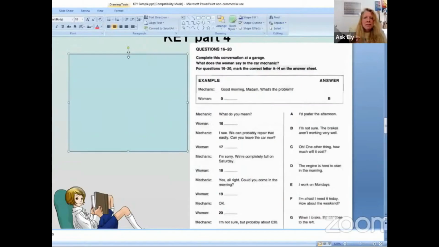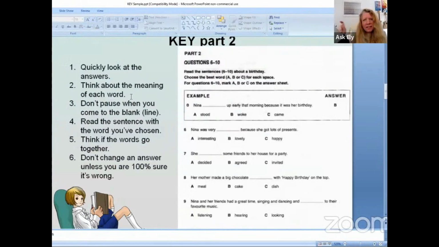Now here, it's a conversation all the way to the end. In part 2, these are sentences where there's a question or a statement and a response, right? They don't all match, right? This one, it's not a conversation. It's like a statement, a question.